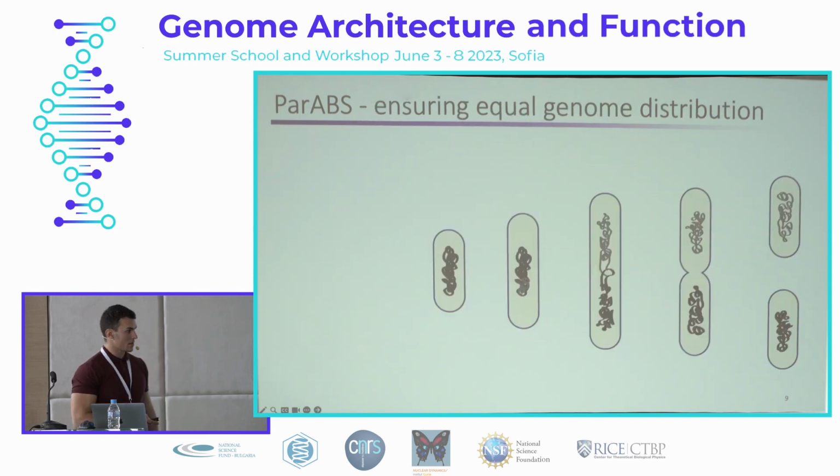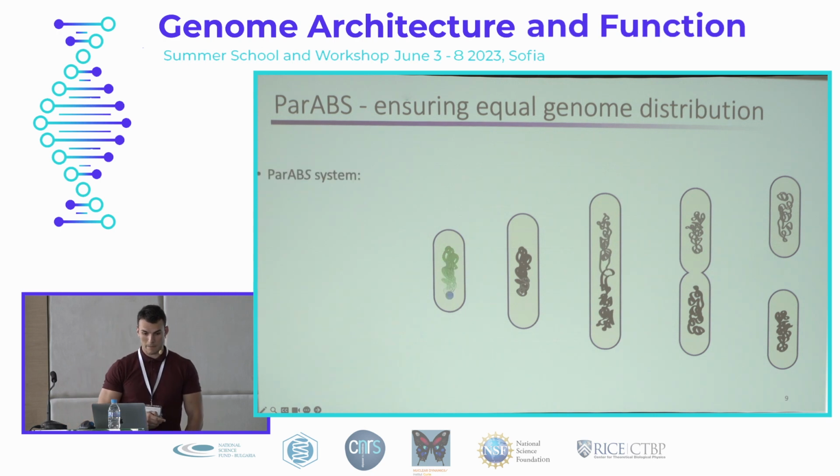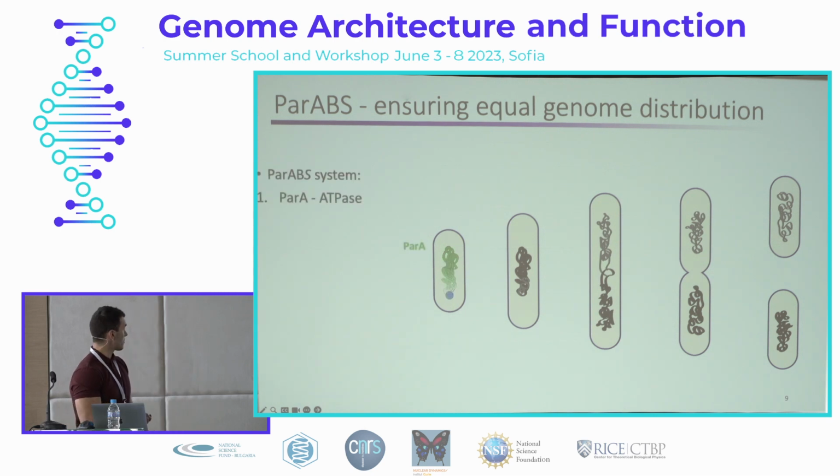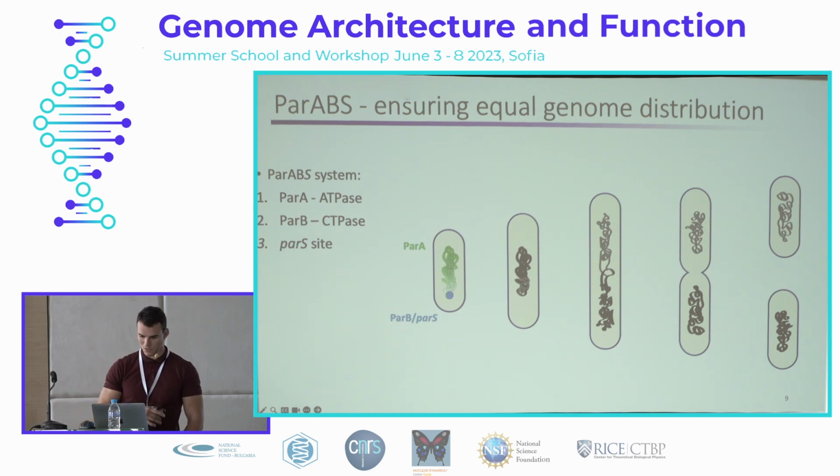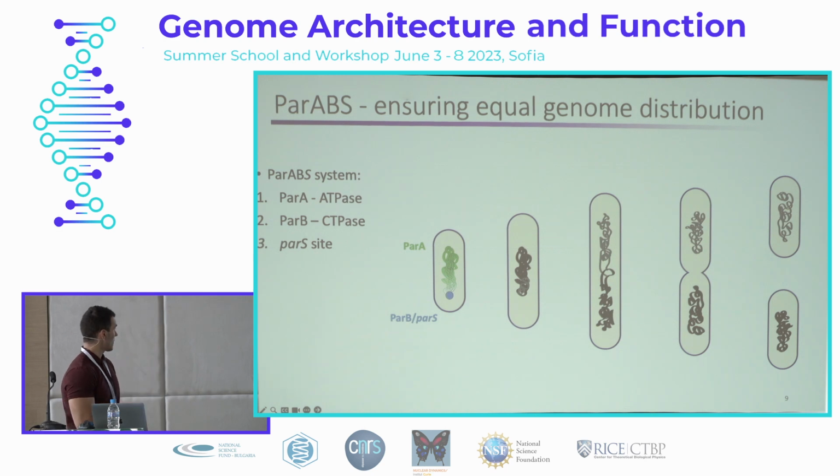So it's a system consisting of three different components, which is the ParA protein, which is an ATPase and binds all over the DNA, forming this kind of a gradient. It's a ParB protein that's a CTPase, so not an ATPase and GTPase like most of the proteins, but a CTPase, which is kind of like a new class in bacteria. And the ParS site, which loads the ParB proteins.